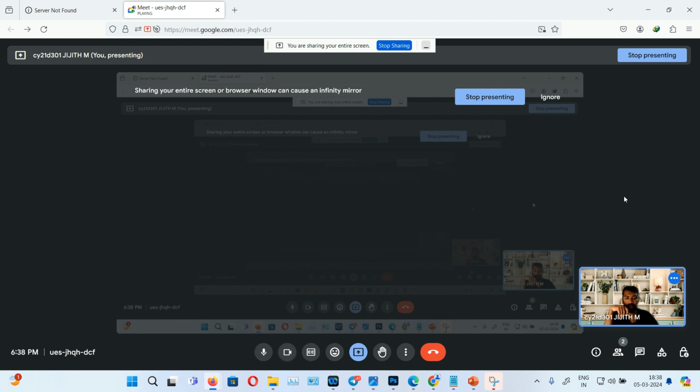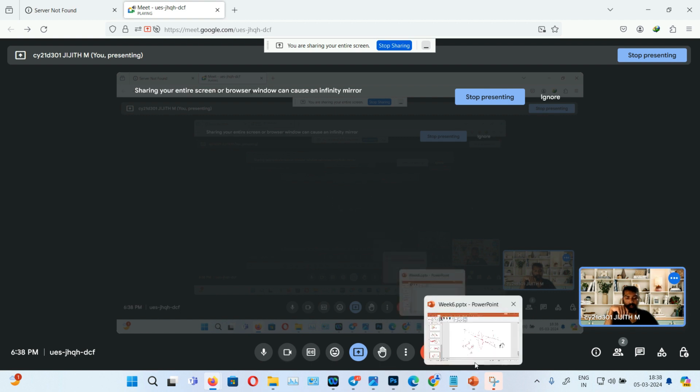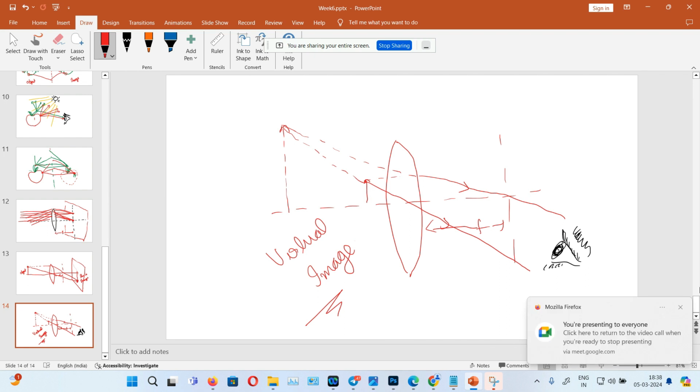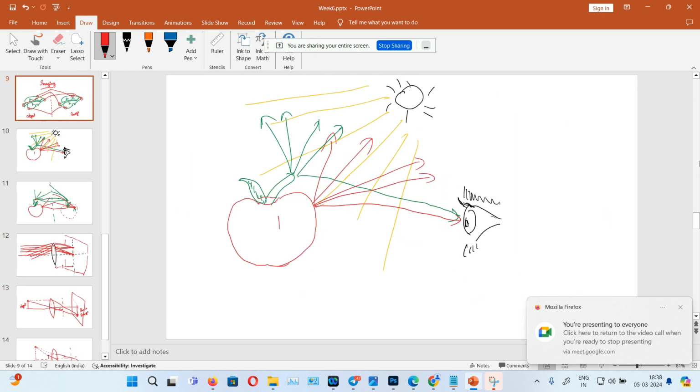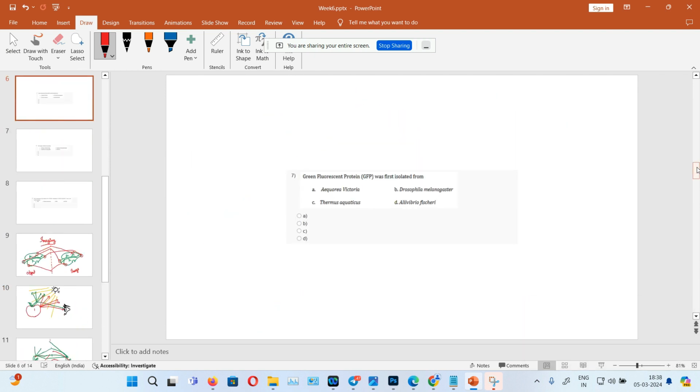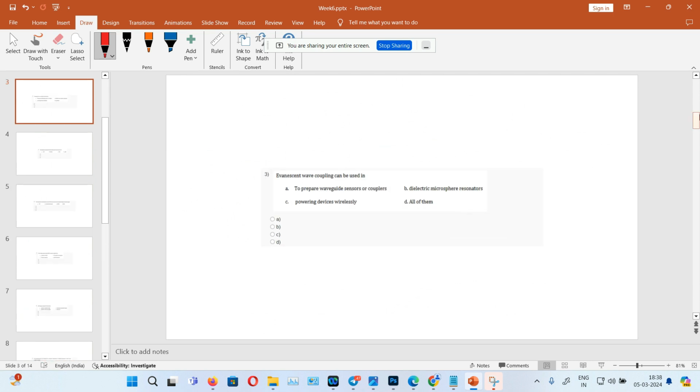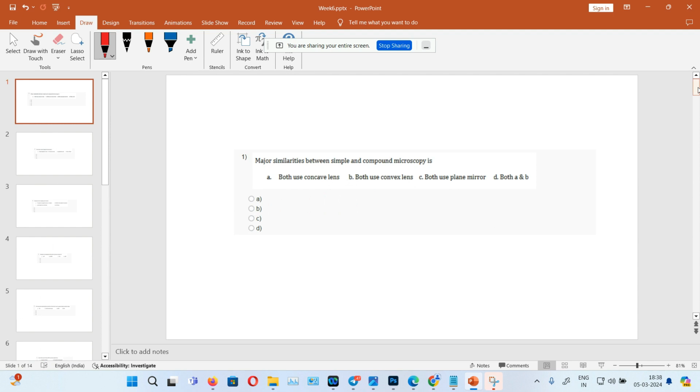Okay, let's start solving our problems. Now we will see our first problem. Along with each problem, we will also see the concepts told inside the problem and how to solve it. The problem: major similarities between a simple and a compound microscope. So now we can see what a simple microscope is and what a compound microscope is.